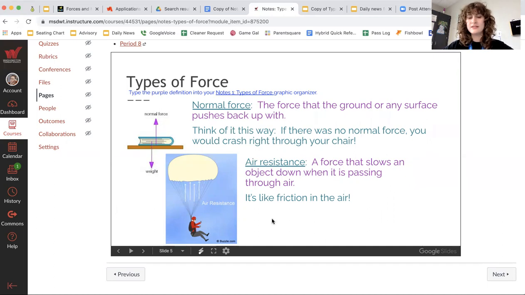Last but not least, air resistance. Air resistance is a force that slows an object down when it's passing through air. This is why a flat piece of paper floats through the air, why a feather floats through the air. I like to think of it as friction, but in the air.